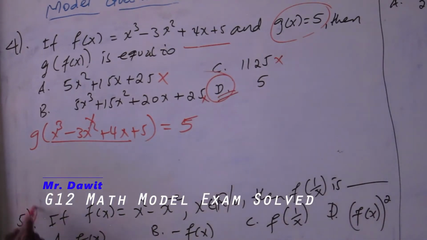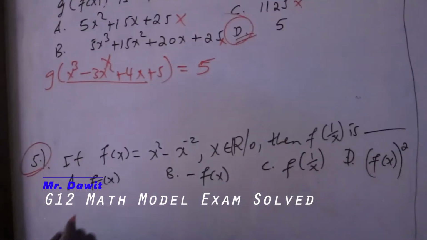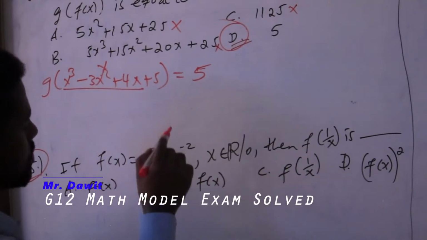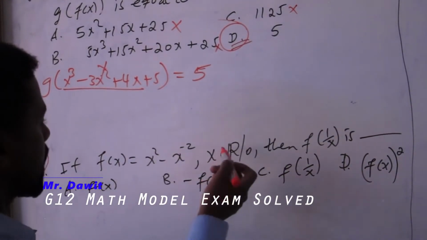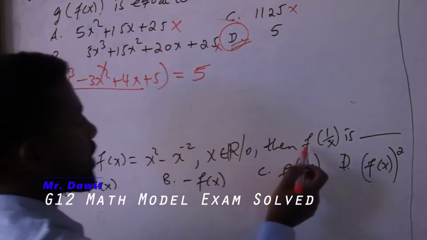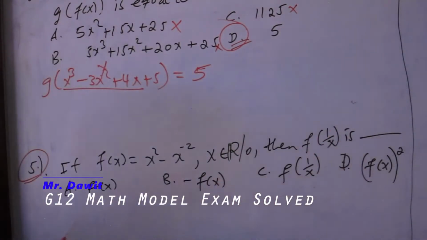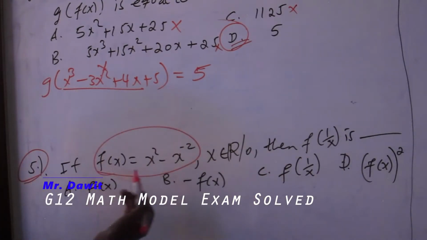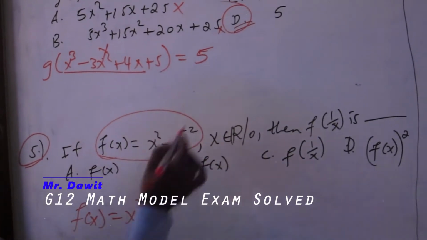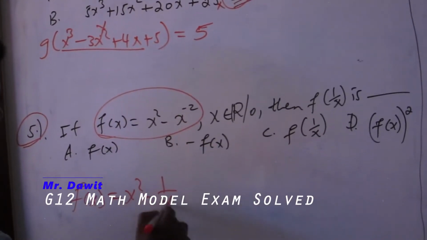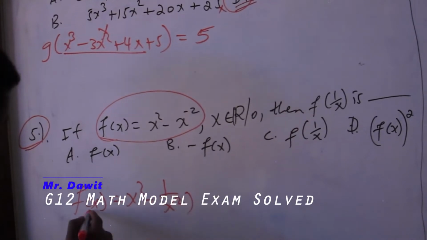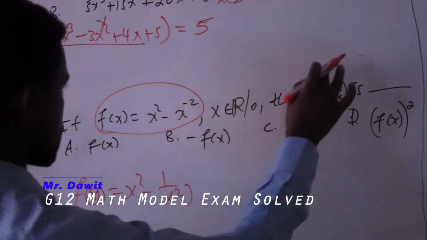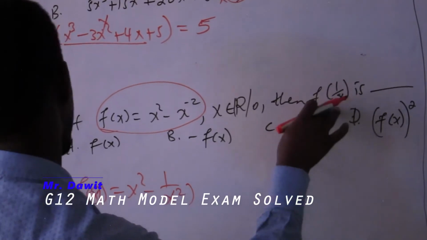Well, when we come to the fifth question, if f of x is x squared minus x to the power of negative 2, where x is any number without 0, then f of 1 over x is equal to dash. So let's rewrite this f of x in standard form or in rational function form. So f of x is equal to x squared minus x. When you say the exponent is negative, we can say 1 over x squared, right? But instead of x, we have to substitute 1 over x to find the value of f of 1 over x.